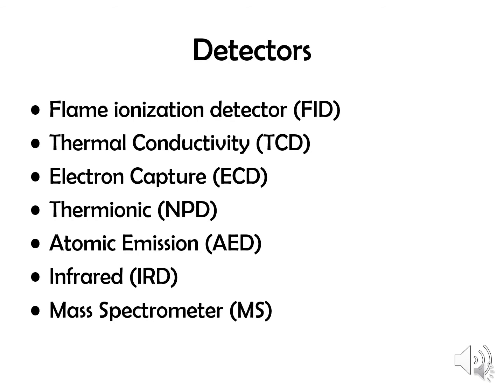Flame ionization, one of the more common ones. Thermal conductivity, electron capture, very, very sensitive and specific for chlorinated and nitro compounds, electron capturing compounds. Thermionic, very specific for nitrogen and phosphorus compounds. Atomic emission, infrared, which is what we're talking about here, and mass spectrometry.